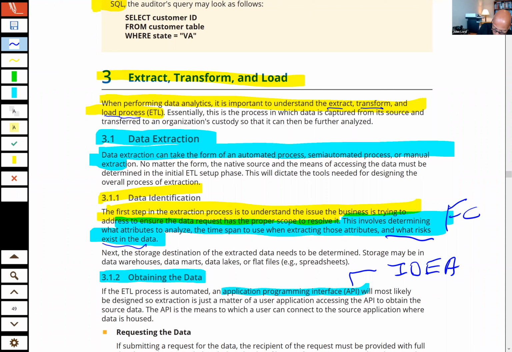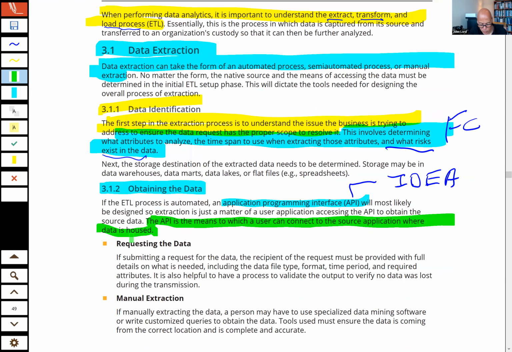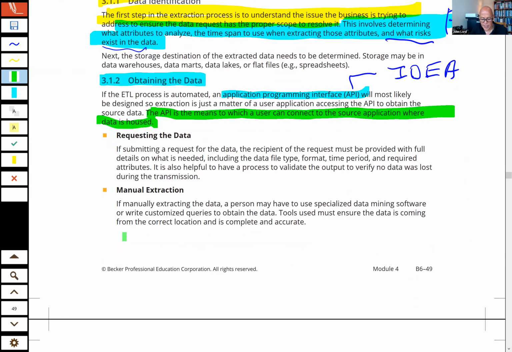Okay, so the application programming interface like IDEA is the means by which you can connect to the resource application where the data is housed, and then you can go ahead and extract that. And that's pretty great, because you program IDEA to pull, say, a sample of transactions. You go home, the machine runs, and the next morning there's your sample. Okay, so these software are pretty useful.